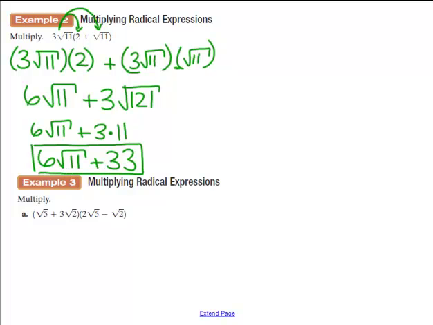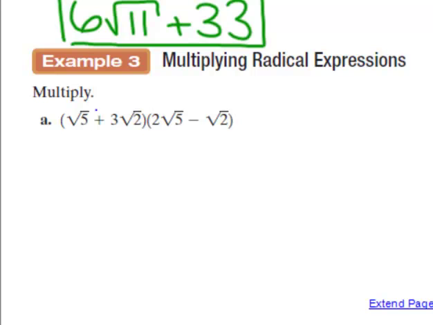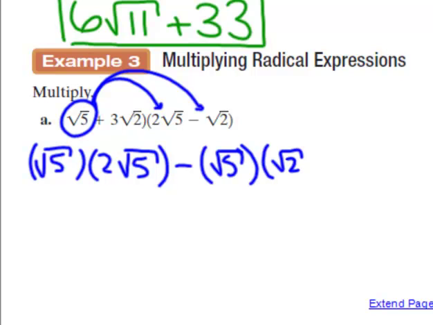Now on to FOILing. Remember, FOILing is just distributing twice. So the first thing I'm going to distribute is the square root of 5. Multiply these guys together and those guys together. So if you want to, you can write it out. We have the square root of 5 that needs to be multiplied by 2 root 5. Then we want to subtract the square root of 5 times the square root of 2.